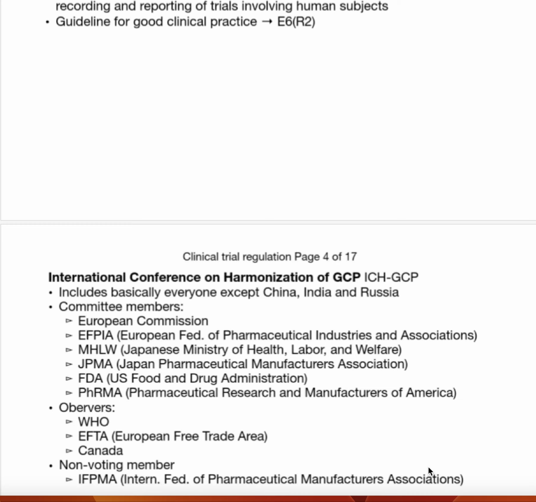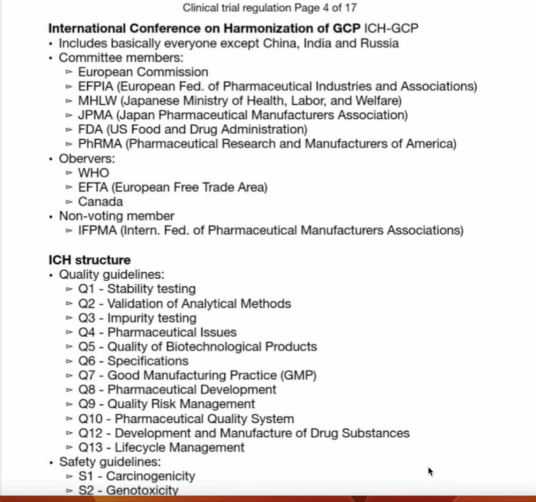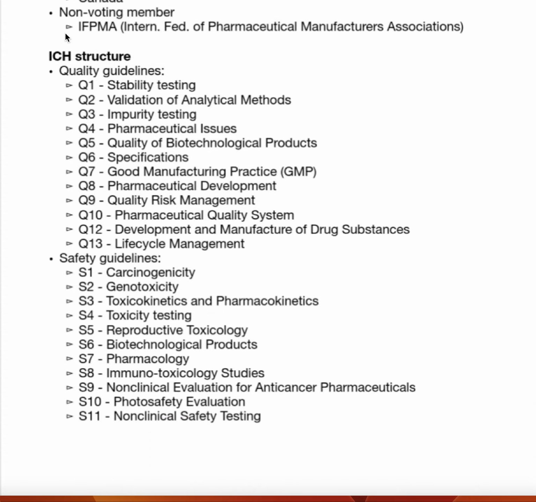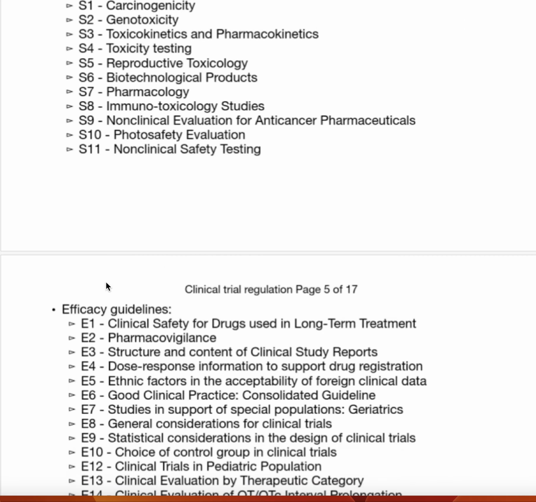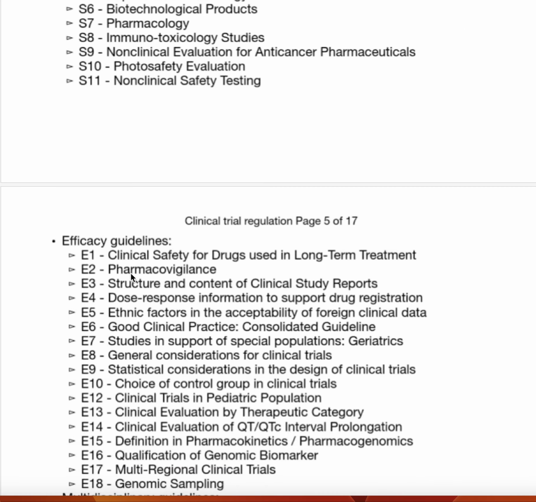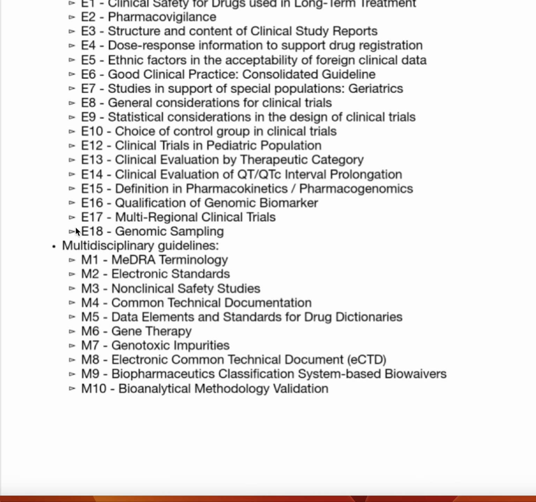I will discuss the rest of the lectures of the clinical trial. So the last part was about the ICH, and we will discuss the ICH structures, and we said that it's subdivided into four guidelines: quality guidelines, safety guidelines, efficacy guidelines, and multidisciplinary guidelines.